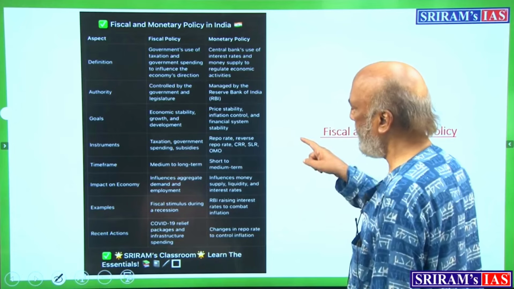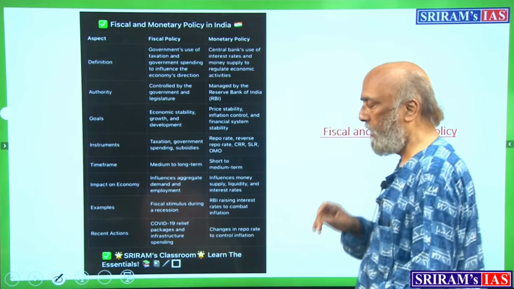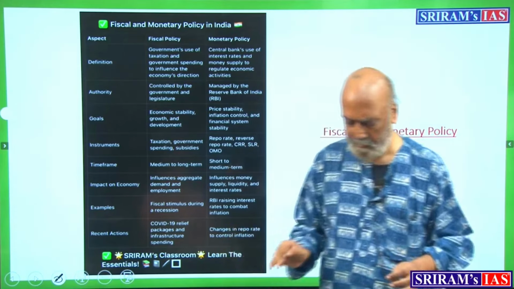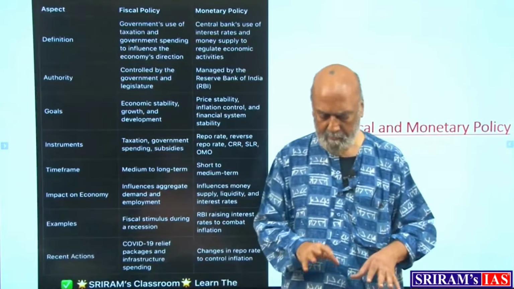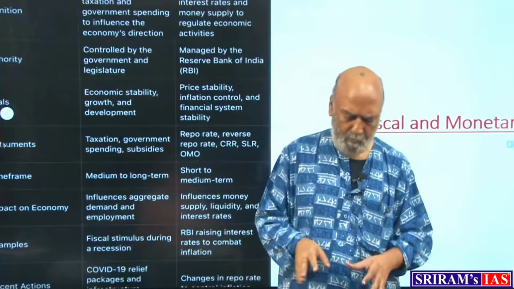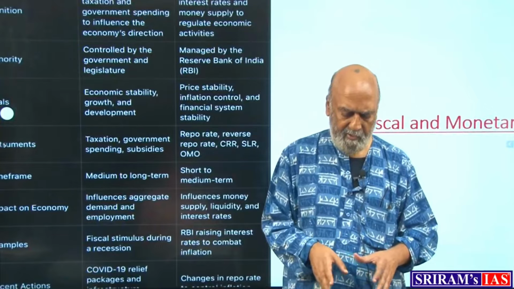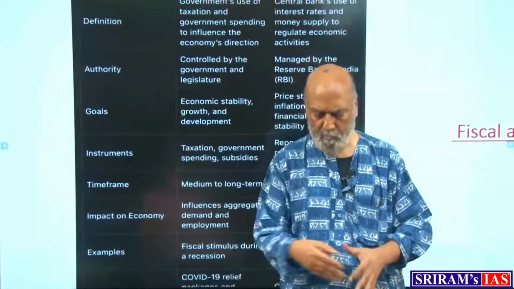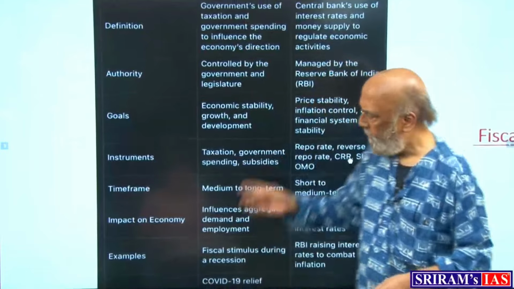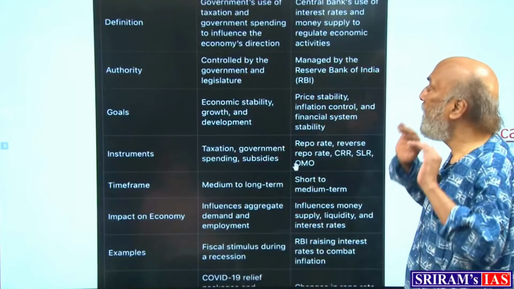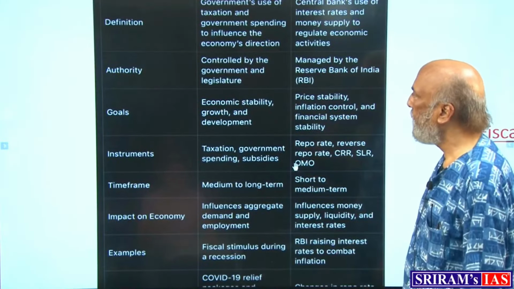This is the comparison. Remember, in a multiple choice question, this is an excellent question. Inflation, this and that, growth or exchange rate stability. What's the role of fiscal policy? What's the role of monetary policy? He'll try to confuse you. But with the help of this table, you are impossible to confuse.